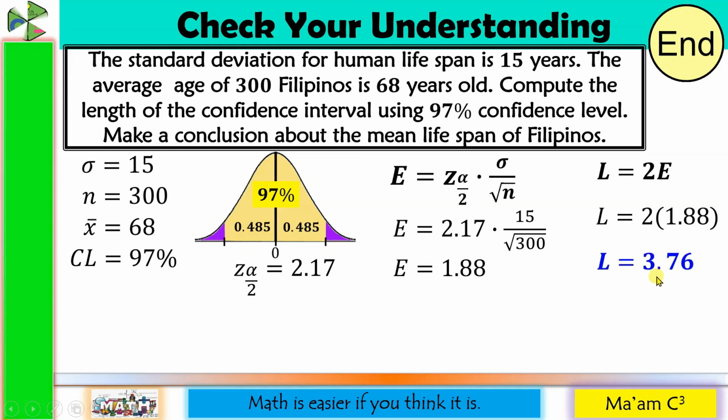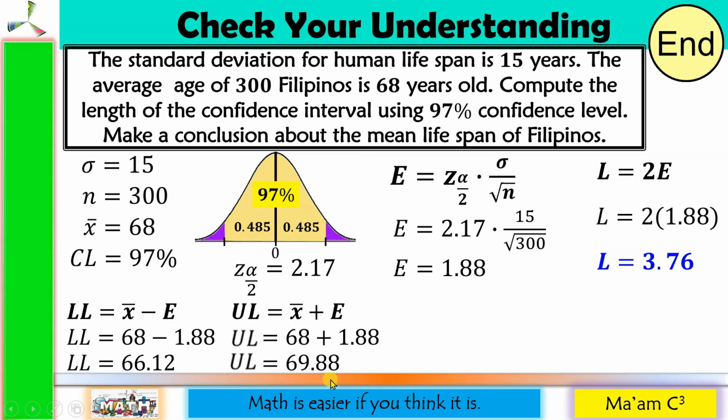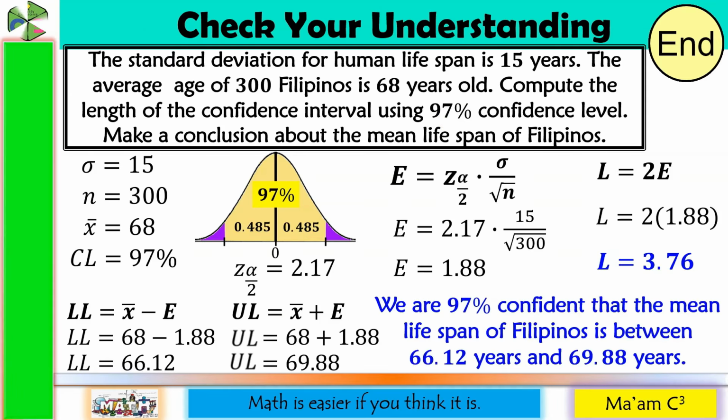Let us solve for the lower limit, that is just the sample mean minus the margin of error. And this will give us 66.12. For the upper limit, we have the sample mean plus the margin of error. And this is 69.88. So we can now make our conclusion. We are 97% confident that the mean life span of Filipinos is between 66.12 years and 69.88 years.